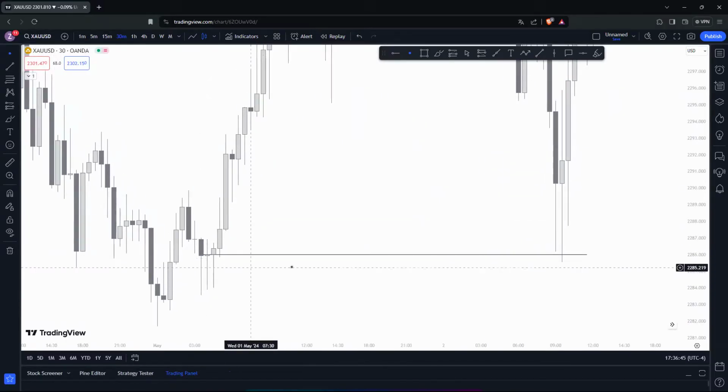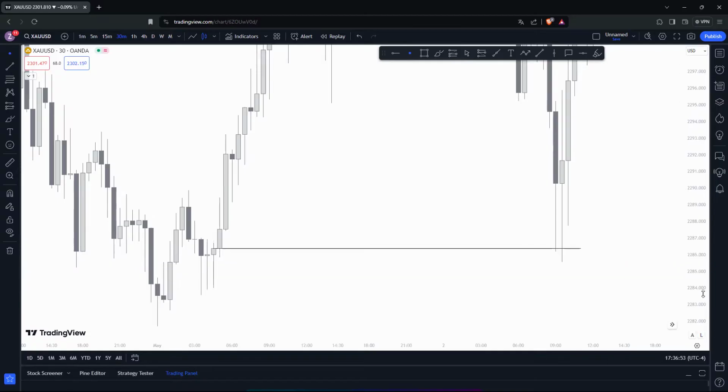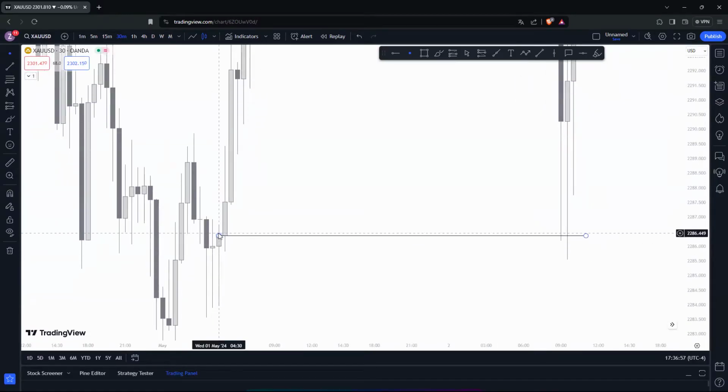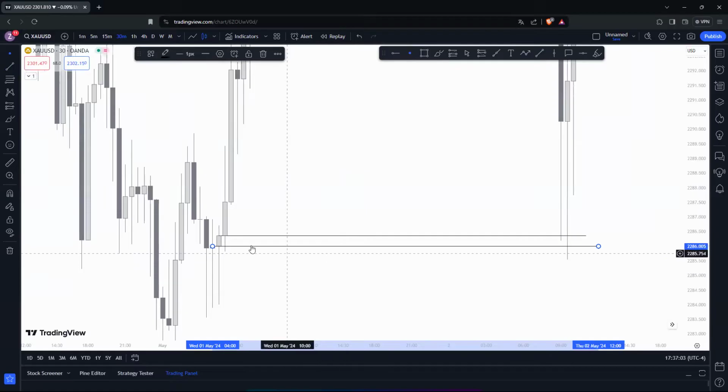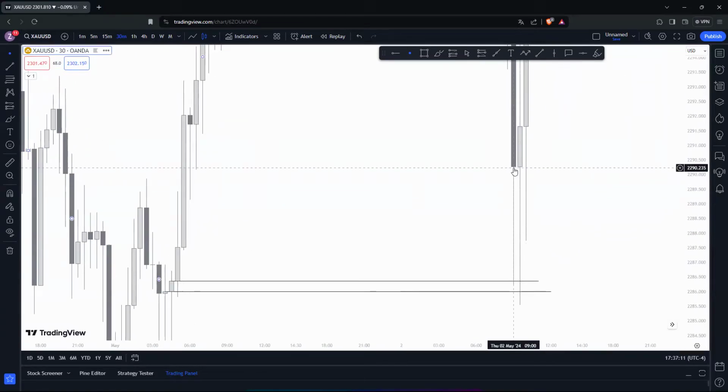But let's say the rejection did not happen here. The rejection is supposed to happen on the actual original level. So I'm going to repeat that because this is very important. H1 gap, M30 gap. The entry is supposed to be here, but the rejection is not supposed to be here. It's supposed to be on the level. So rejection here. Once you have that rejection, you put your order on the CC.